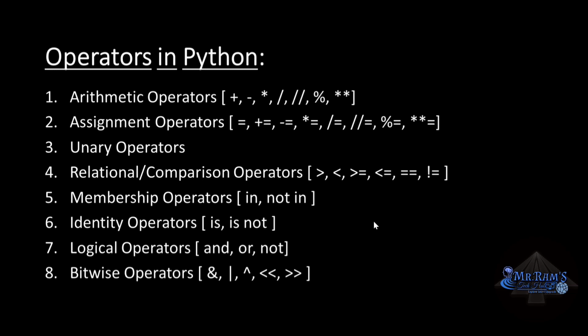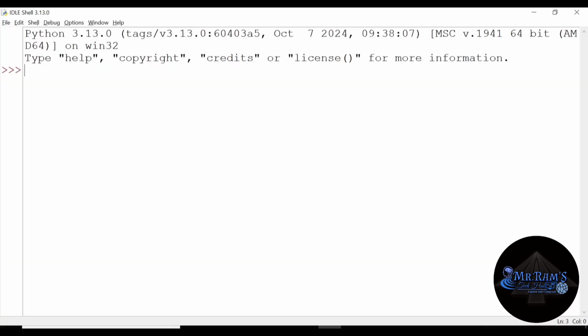Let's open the IDLE. Let's see, I want to do some arithmetic operations. What are the arithmetic operators we have here? Plus, minus, into, division, floor division, modulus, and also exponential power. So let us take some values. I'm taking 4 plus 5. Enter. Yes, we got the addition of two numbers.